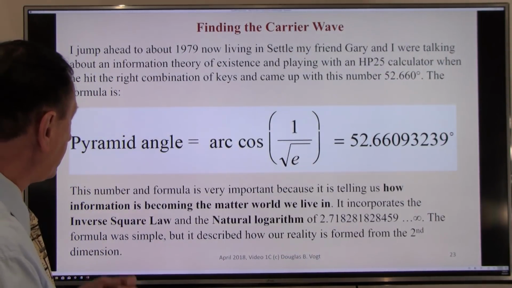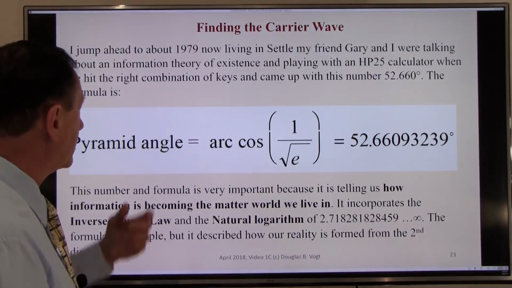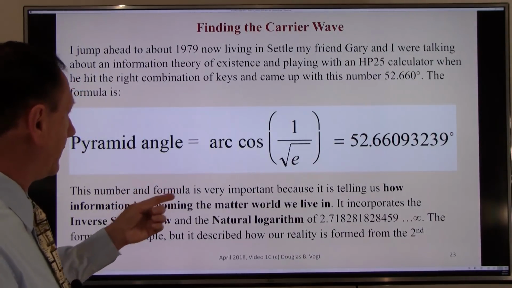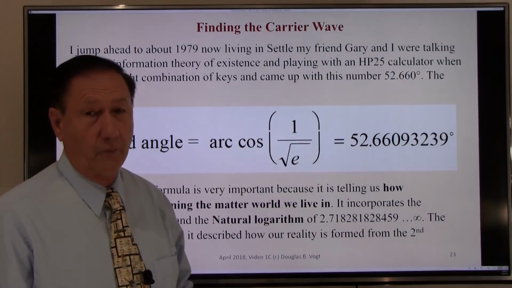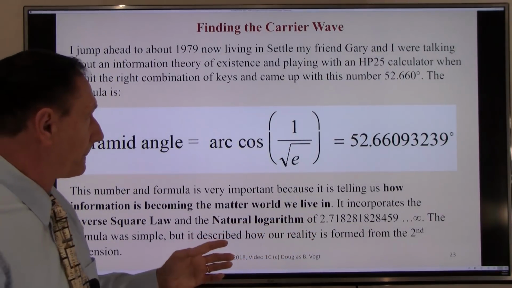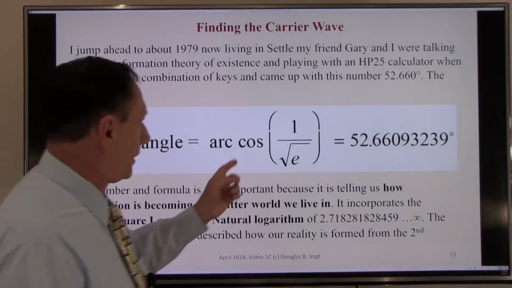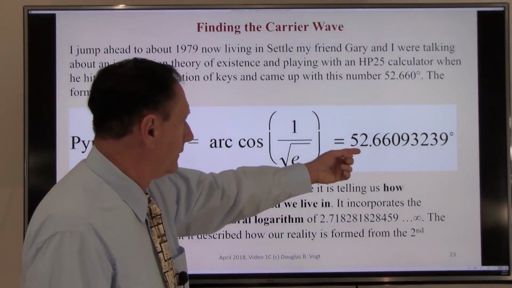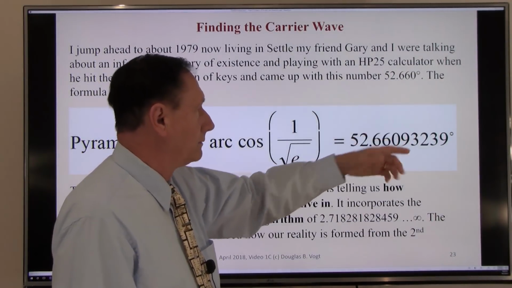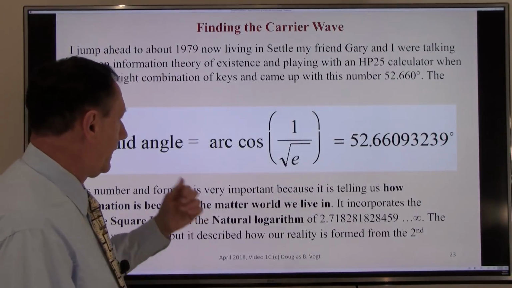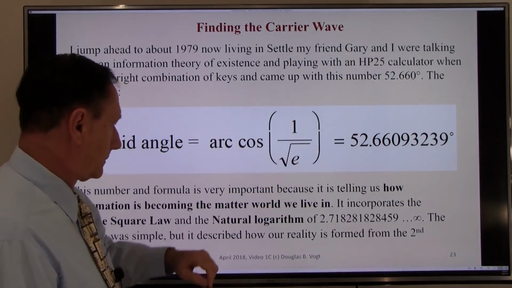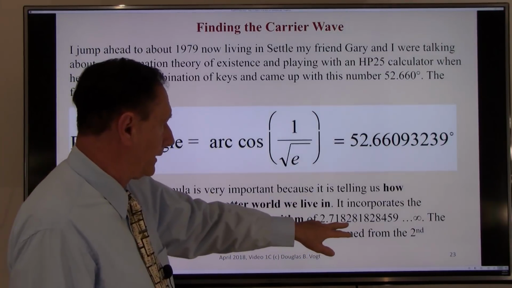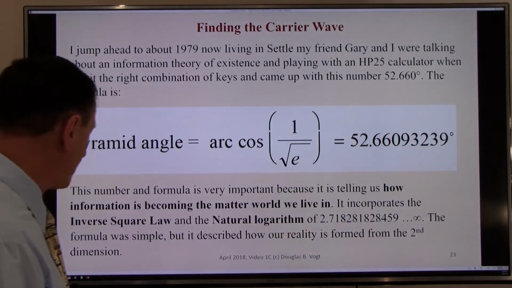Anyway, I jump ahead. About 79, living in Seattle, my friend Gary and I discovered this formula. We discovered it on an HP 25. We didn't need a big computer for this thing. And it came up with, this is the arc cos, 52.6609 degrees. And it incorporates the inverse square law and the natural log. Natural log is 2.7182. It goes on for infinity.